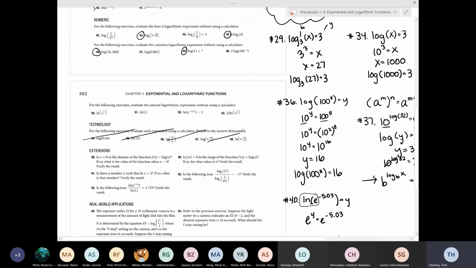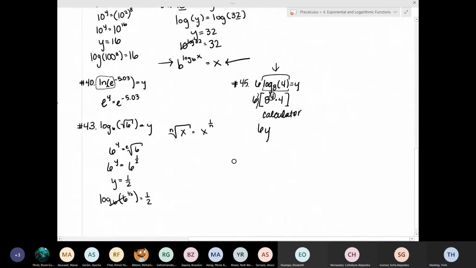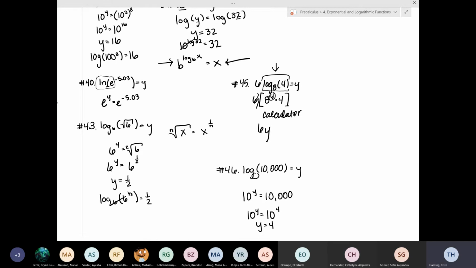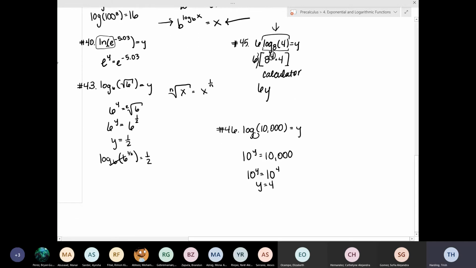Number 46, log 10,000. Notice that this has no base. So it's common log. 10 to the y equals 10,000. So this would be 10 to the y equals 10 to the fourth. So y is going to be 4. Yeah, that's 10 to the fourth. So therefore, that whole log is equal to 4.